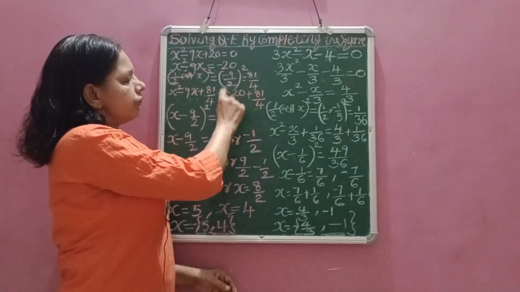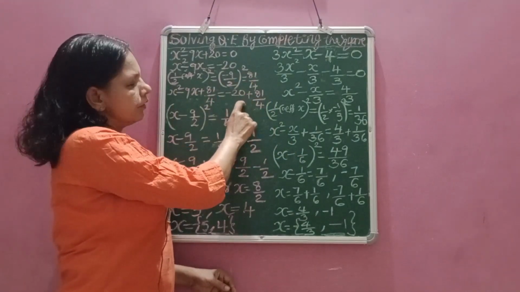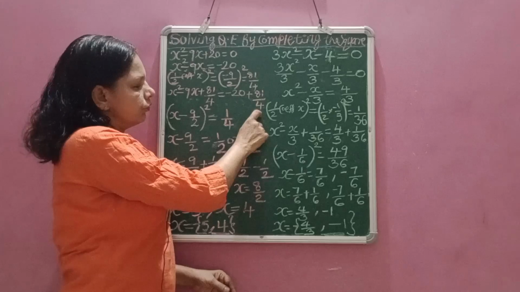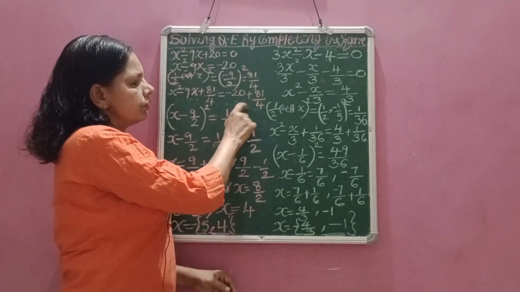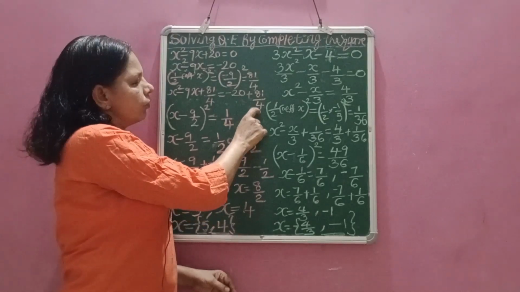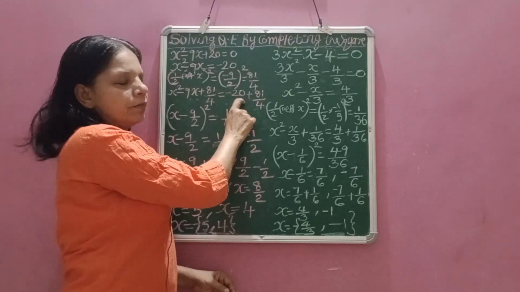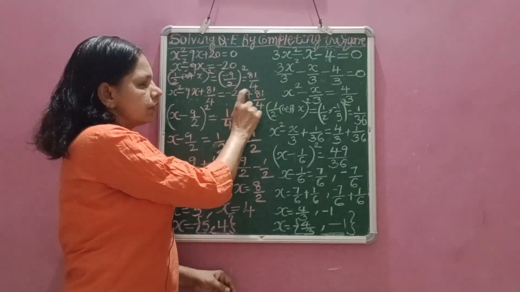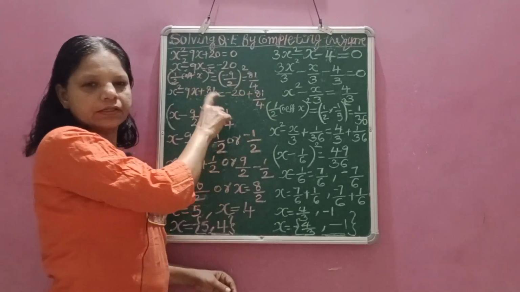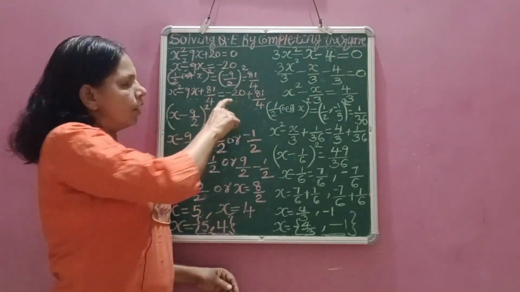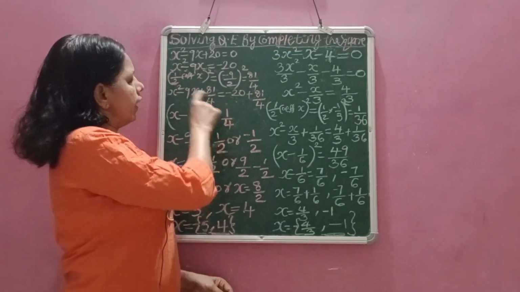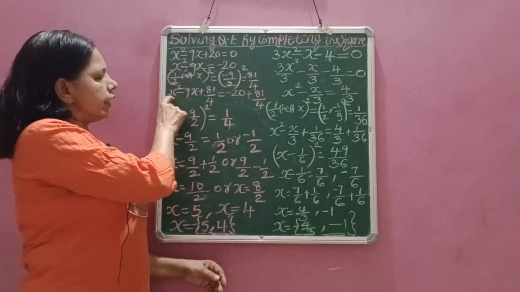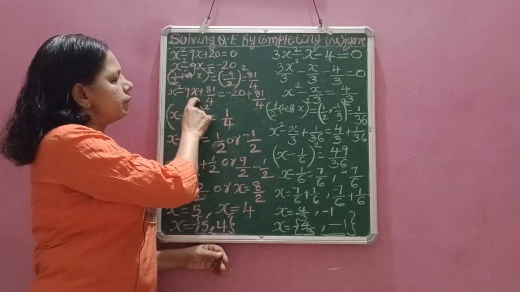So on simplifying the RHS, minus 20 plus 81 upon 4, we got 1 upon 4. How is it? By cross multiplying: 4 into 20, 80. Minus 80 plus 81. What is minus 80 plus 81? 1 upon 4. Clear? And here, this is a square minus 2ab plus b square.